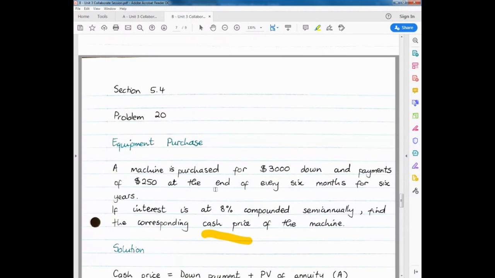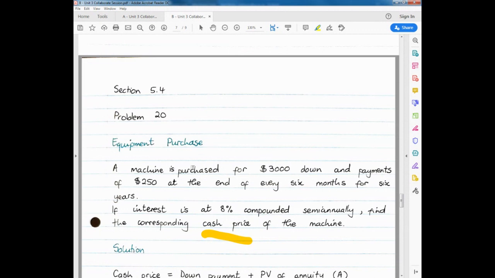Okay, so let's have a look at this. Cash price, as I was just explaining, is the full amount of money you have to pay now. So this is actually just us looking for the present value. How much is it worth now if you don't want to pay these periodic payments? But in this case, there's also a $3,000 down payment. So don't let this catch you out.